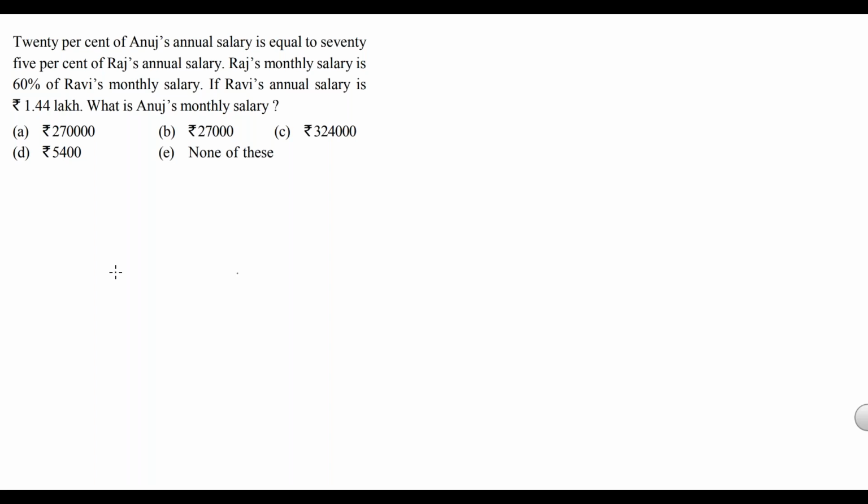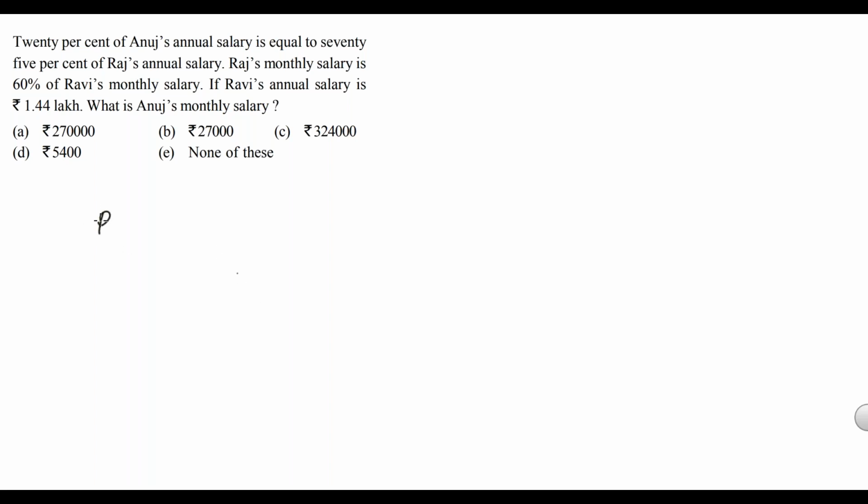Some percent of Anuj's salary is equal to 70% of Raj's annual salary. Raj's monthly salary is 60% of Ravi's monthly salary. If Ravi's annual salary is 1.44 lakh, then what is Anuj's monthly salary? See, the ratio of monthly salary and annual salary will be the same, right?